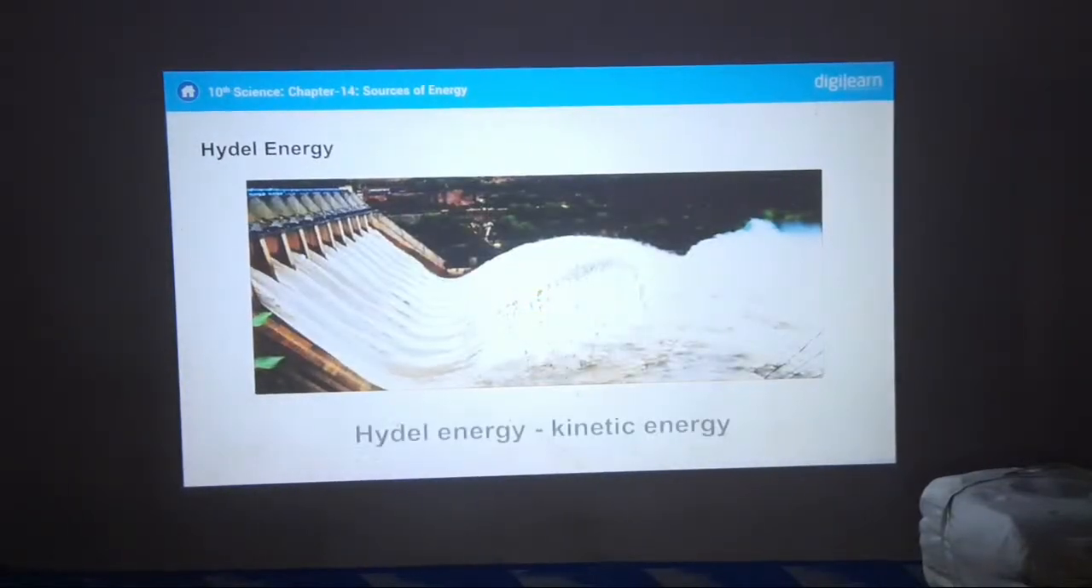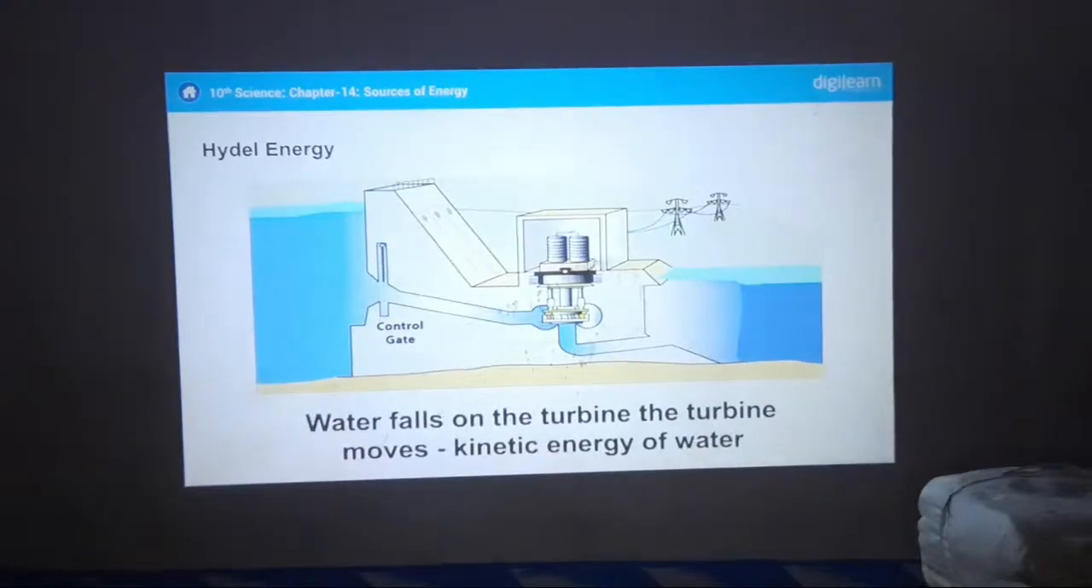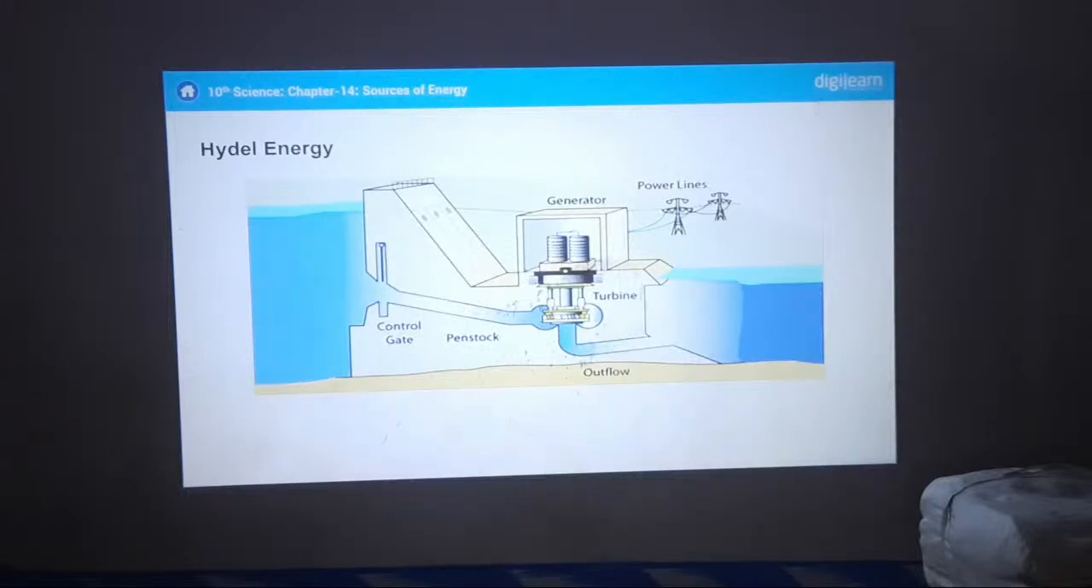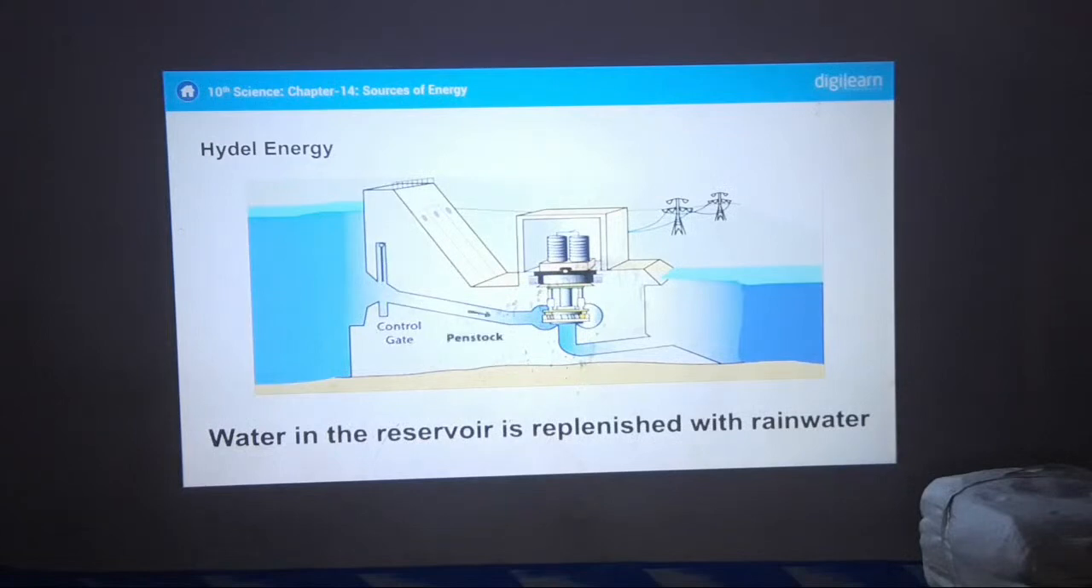Hydel energy. Hydel energy is produced by utilizing the kinetic energy of flowing water. Huge dams are built over a source of water. Water is collected behind the dam and released. When the water falls on the turbine, the turbine moves because of the kinetic energy of the water. Thus, electricity is generated by the turbine. Electricity thus generated is called hydel energy or hydroelectricity. Water in the reservoir is replenished with rainwater, and so availability of water is not a problem for hydroelectricity.